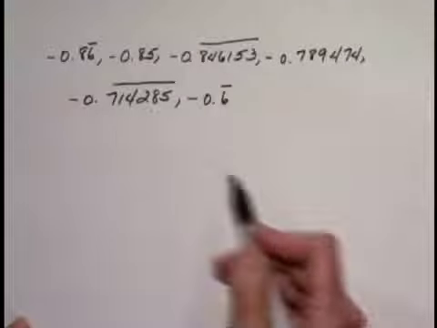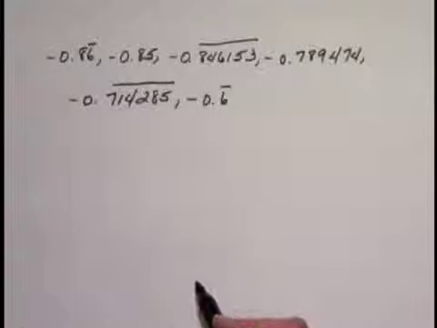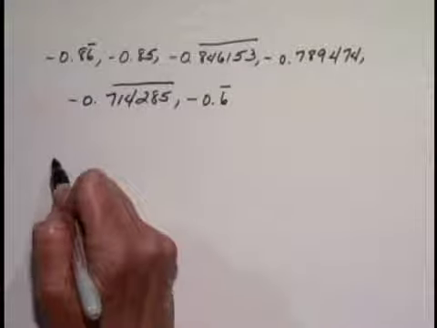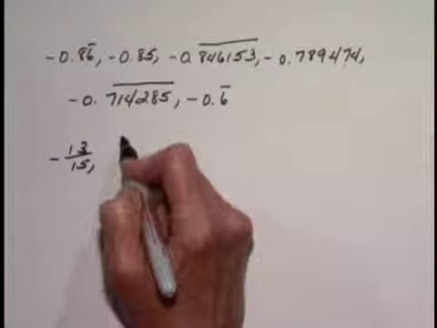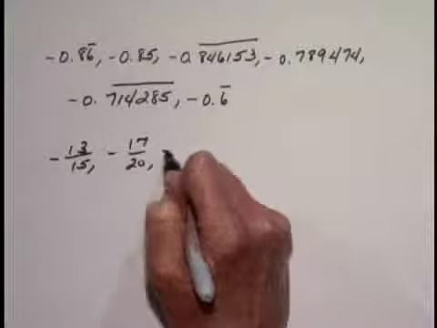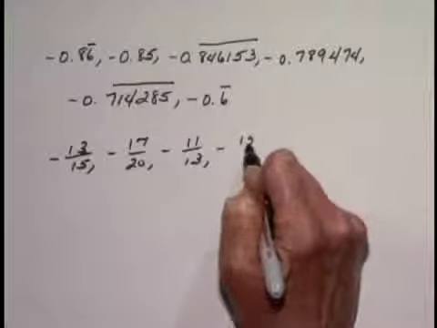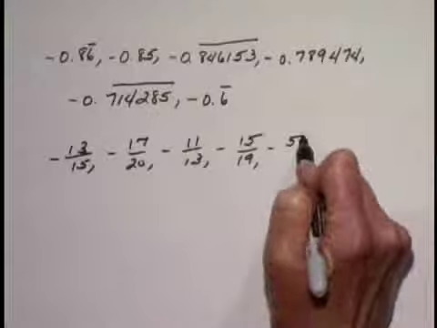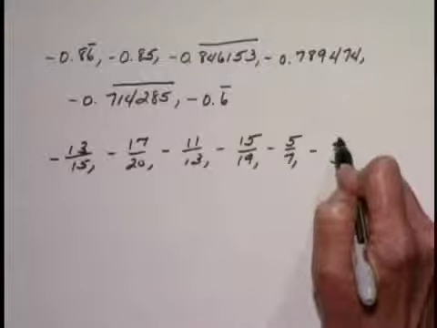And now we just need to go back through and write the fraction equivalents for these decimals, and then we will have arranged the fractions as we were asked to. And when we do that, we get the fractions in this order: negative 13 over 15, negative 17 over 20, negative 11 over 13, negative 15 over 19, then negative 5 over 7, and the last one then would be negative 2 over 3.